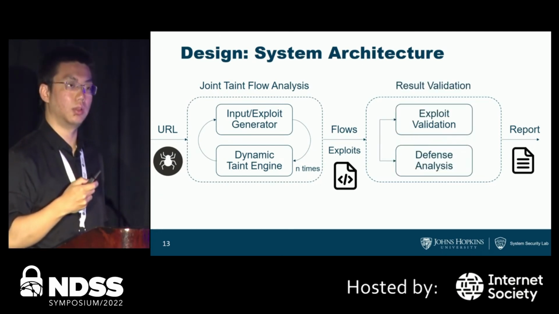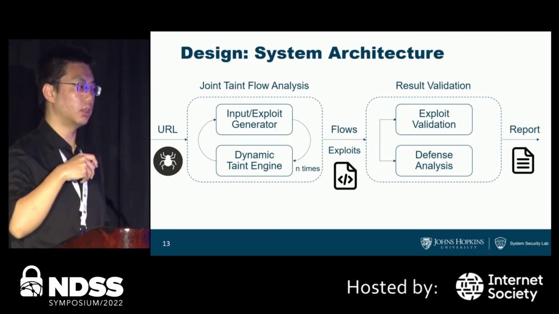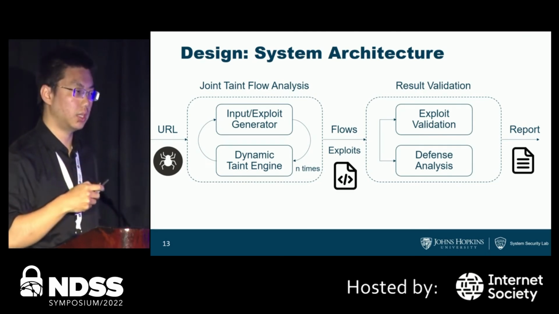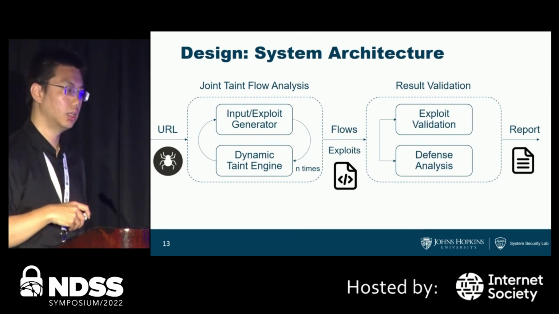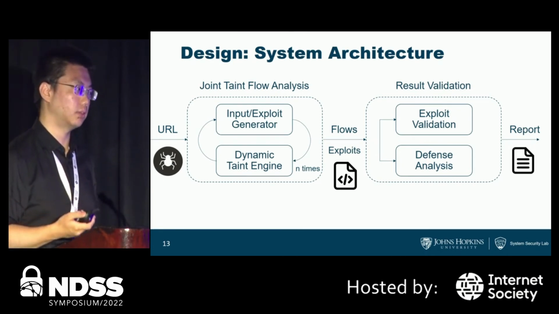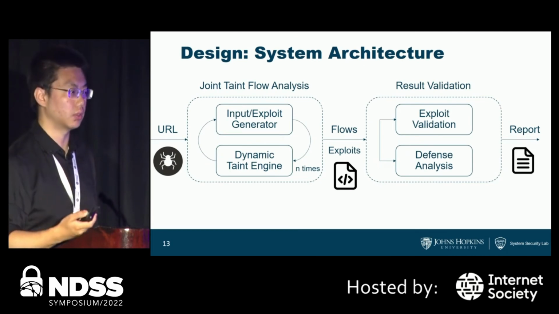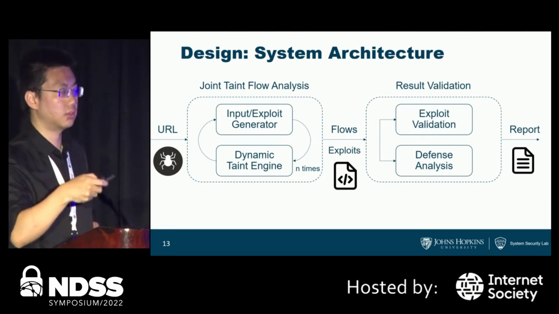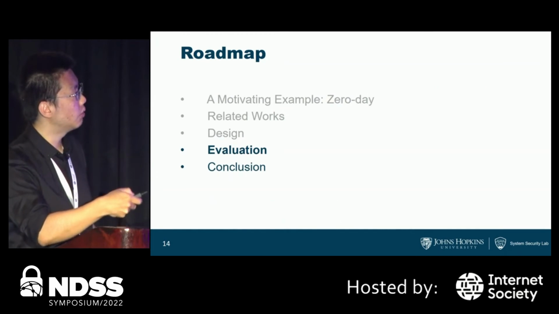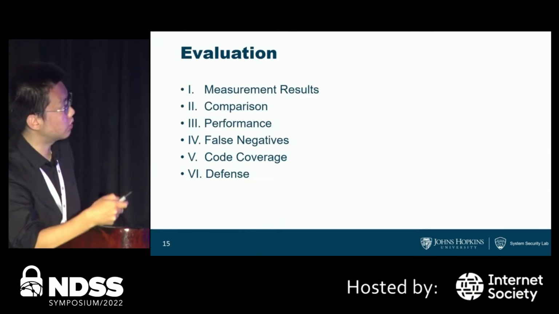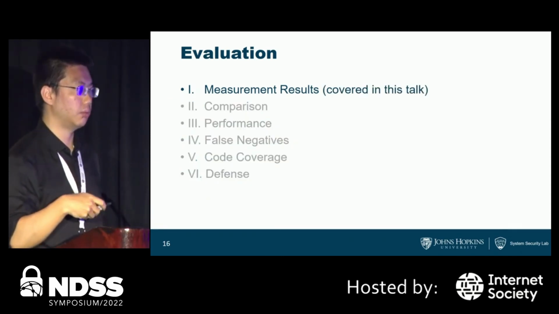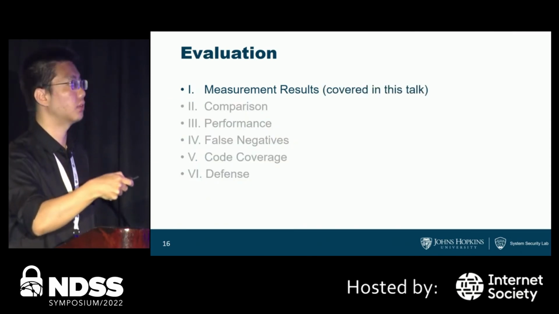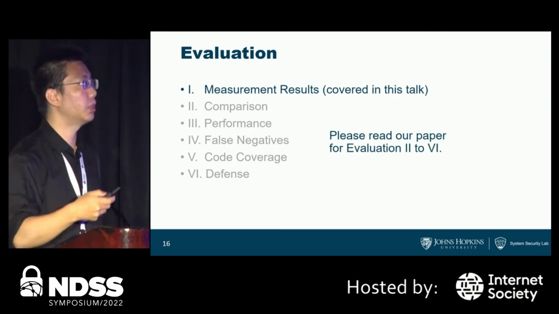In the exploit validation module, the exploits for both prototype pollution and its further consequences will be further validated. Then we also provide defense analysis, which is responsible for studying how real-world websites defend against prototype pollution and its further consequences. So this is what our overall system architecture looks like. We also evaluate our tool under these six metrics. However, due to limited time, we only cover the measurement results in these slides. For other parts, please read our paper.